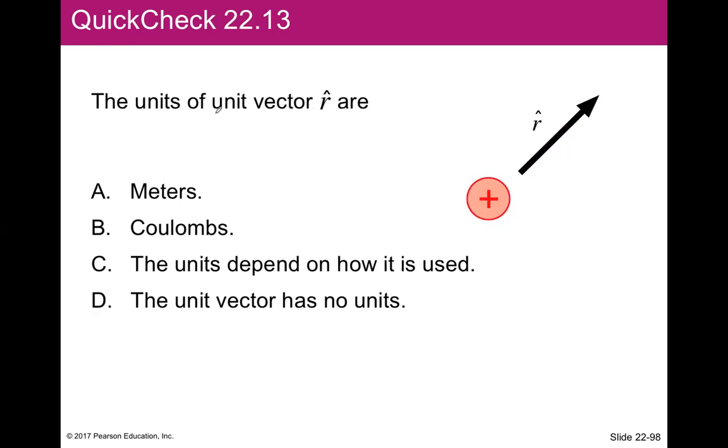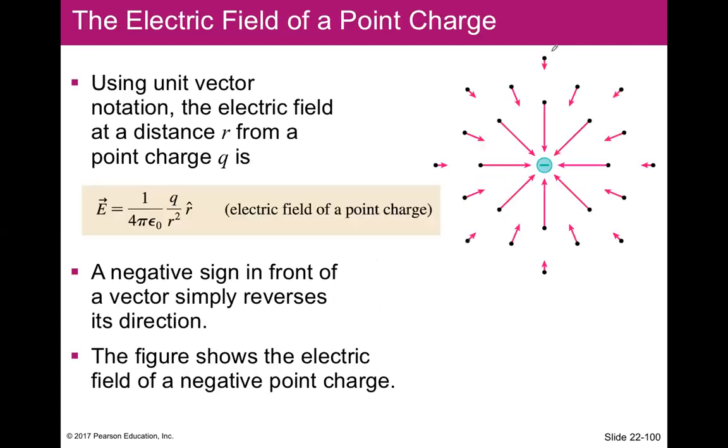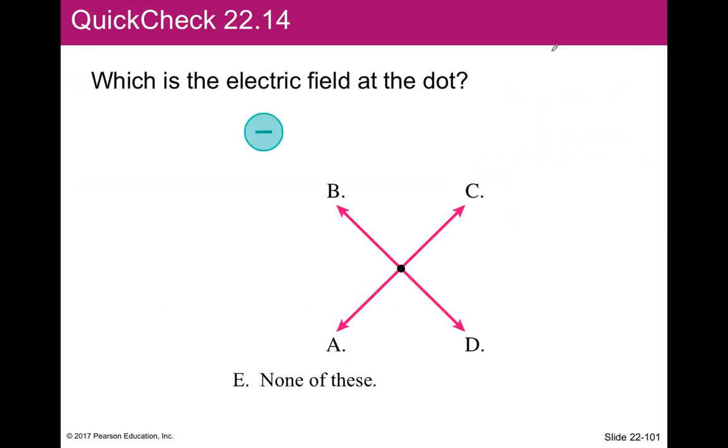What is the unit of a unit vector? B. So a unit vector doesn't have a unit. It simply just tells you the direction. There's no unit for a unit vector. So which is the electric field at this position? Can I ask you a question first?